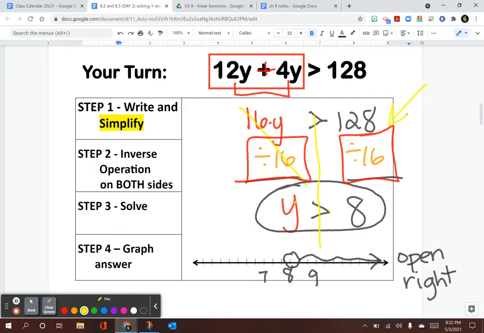So to graph it, we're going to start our solutions on 8. We're going to keep our circle open though because we're not including 8, but we are going to include everything greater than 8, so we want to head to the right with our arrow. How'd you do on all these steps? Step 1, inverse. Step 2, solve it. Step 3, and graph the answer. Step 4.